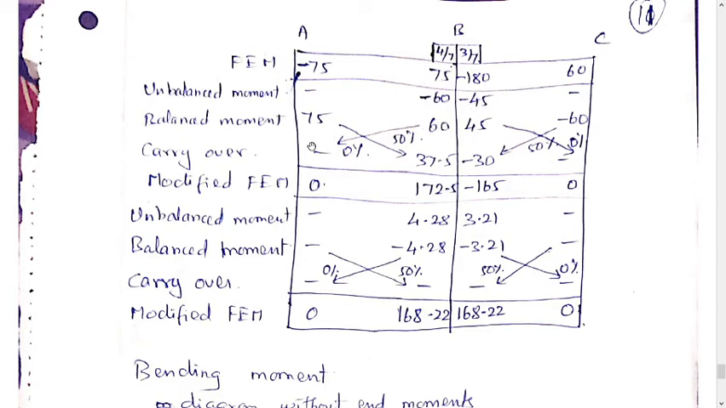So 50%, sorry, here it is a roller and here it is a roller, so 0% and 0% is distributed, and here 75 is carried over 50% and this minus 60 carried over 50%, so minus 30 and plus 37.5. So adding FEM, balance moment and carry over, so 75 plus 60 plus 37.5, so 172.5. So minus 180 plus 45 minus 30, it becomes minus 165. So here it is 0 and here it is 0.